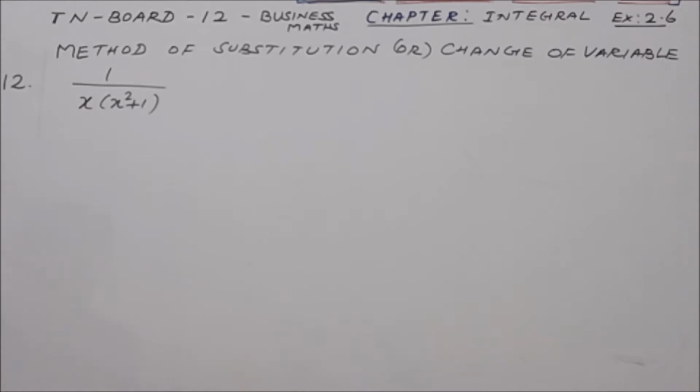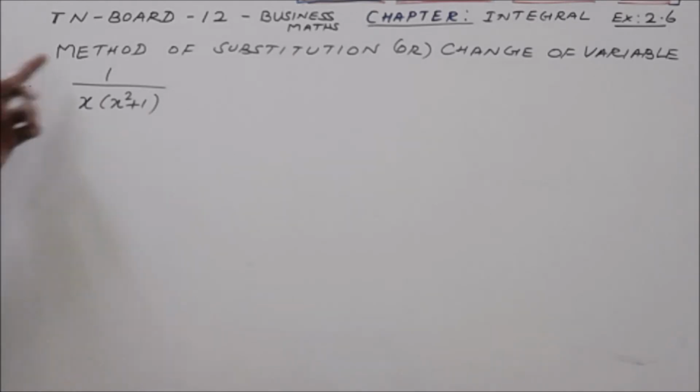Except question number 10 and 12, we have completed all the problems in this exercise 2.6. Now I have taken the question number 12, 1 by x into x square plus 1, because question number 10 and 12 are completed by using the partial fraction method, so I have kept it at last.